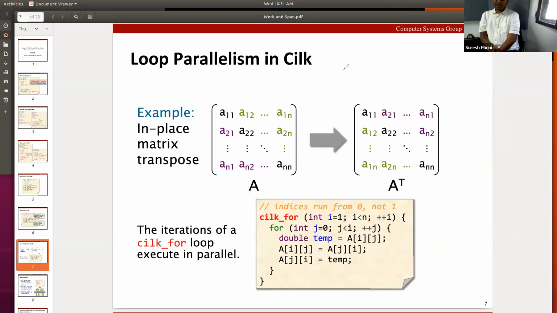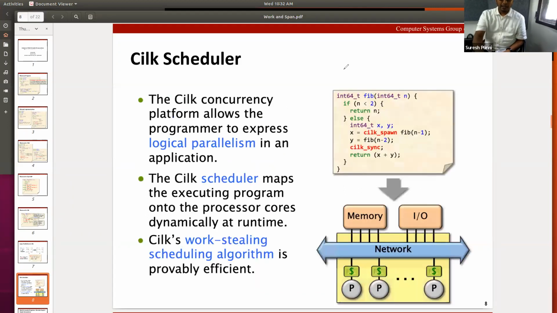And you can parallelize loops also using Cilk. So you have to use the cilk_for keyword. That's it. So the outer i loop is parallelized.